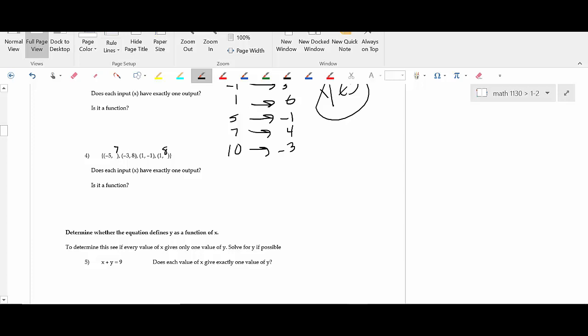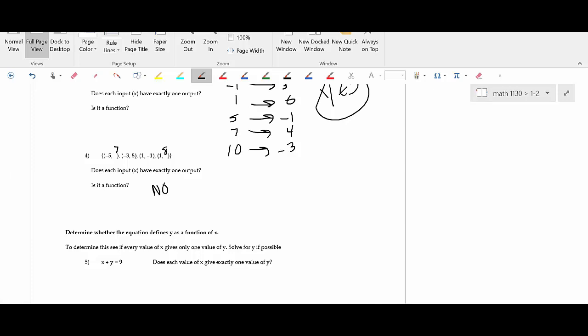Let's just do this in our head. Is that a function? No. How come? Because this x has 2 different y's. So that's not a function. If you need to draw that mapping diagram out, you can, but you don't have to do that. Everybody with me on that?